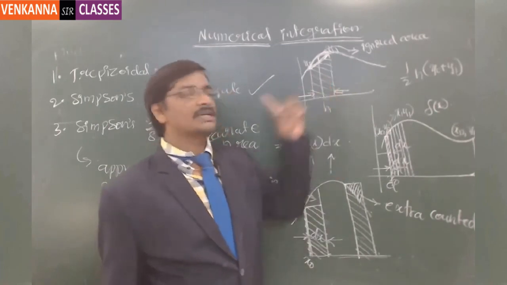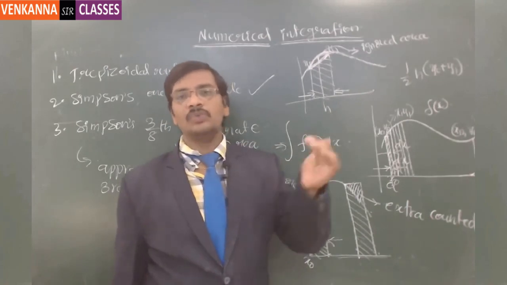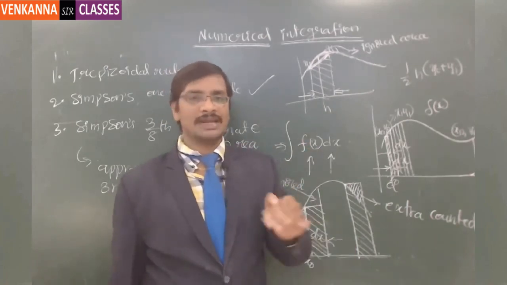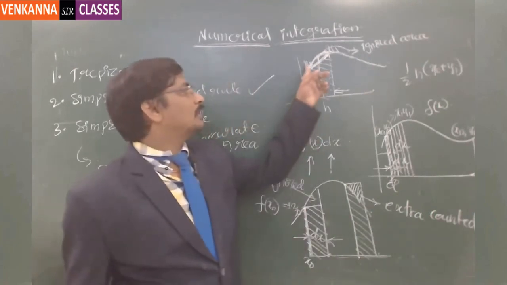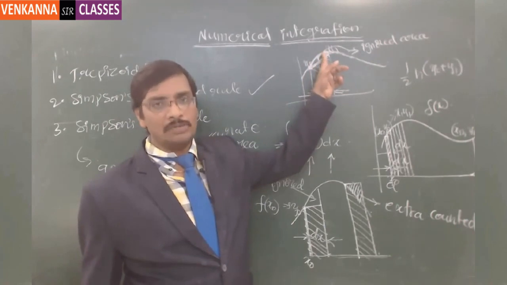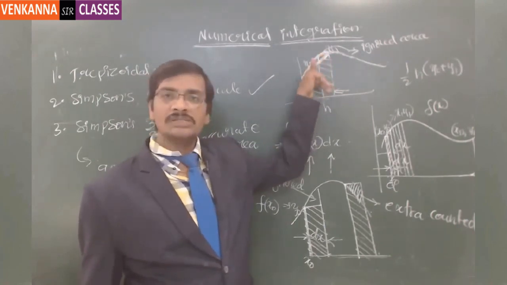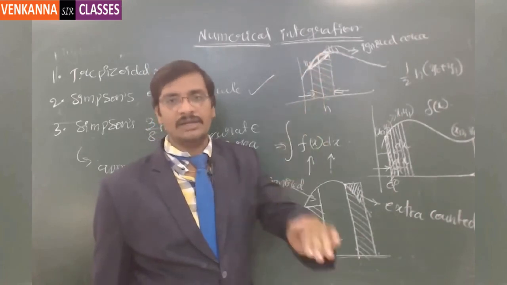So in the first case, where we are approximating as a trapezoid, the error value is more. In the second case, if you use Simpson's one-third rule, we are trying to approximate this part of the curve as a second order polynomial or a parabola. Hence, the accuracy of the area calculated is going to be increased, or indirectly the error is getting reduced.